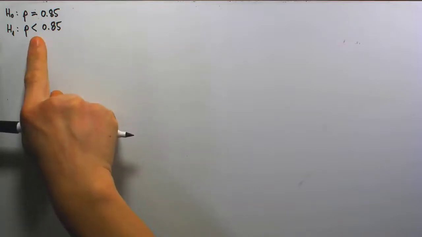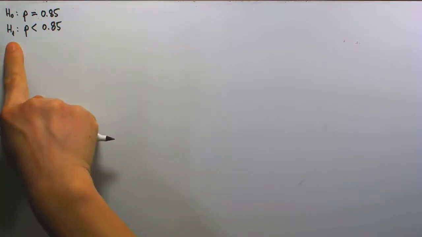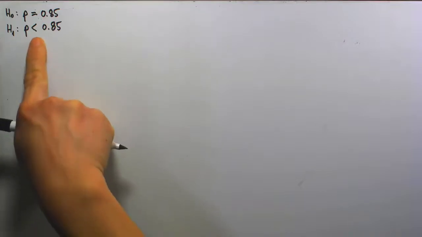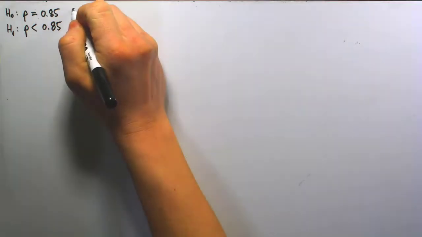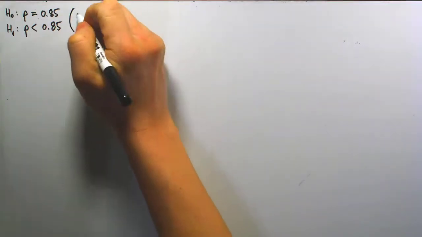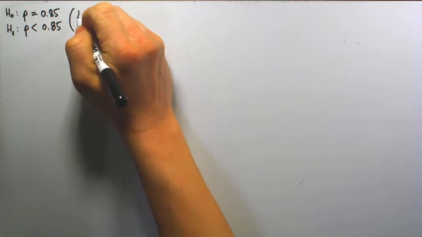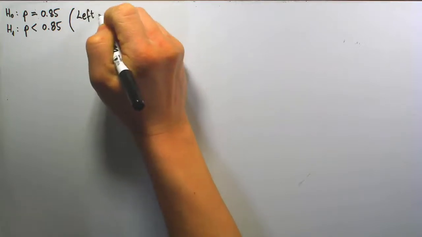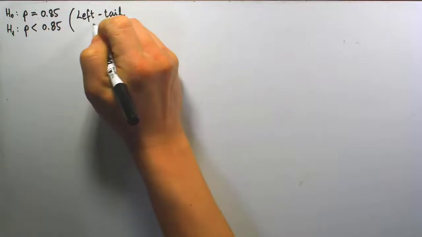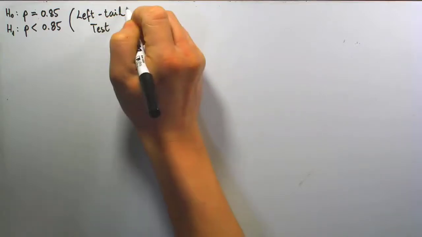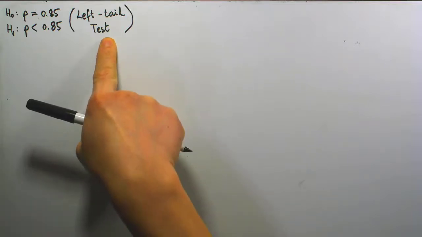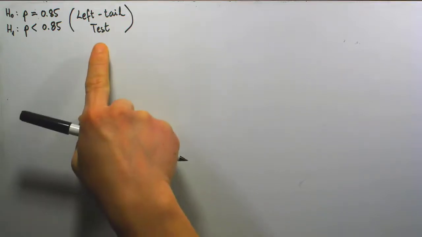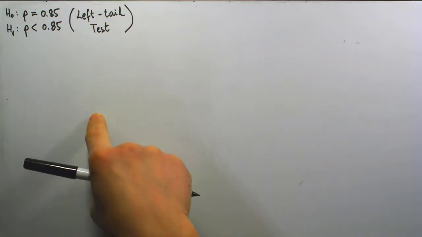For this test that we're about to do, looking at the alternative hypothesis where the inequality is pointing to the left, this testing procedure is regarded as a left tail test. And we will see how being a left tail test connects with the details that will be delivered in the later steps.